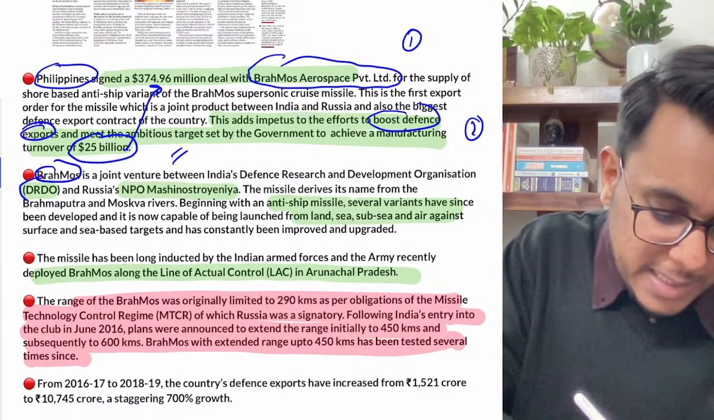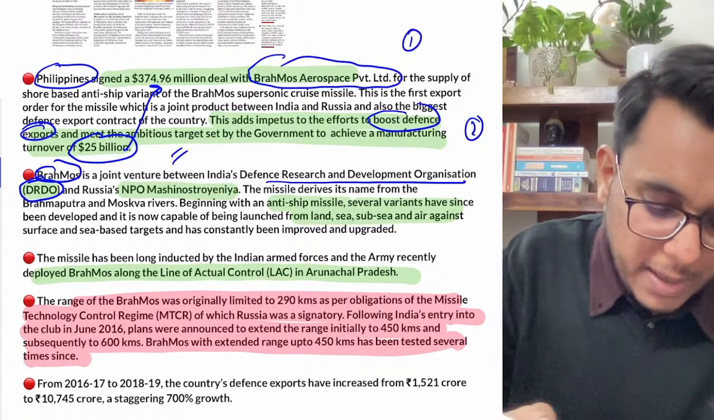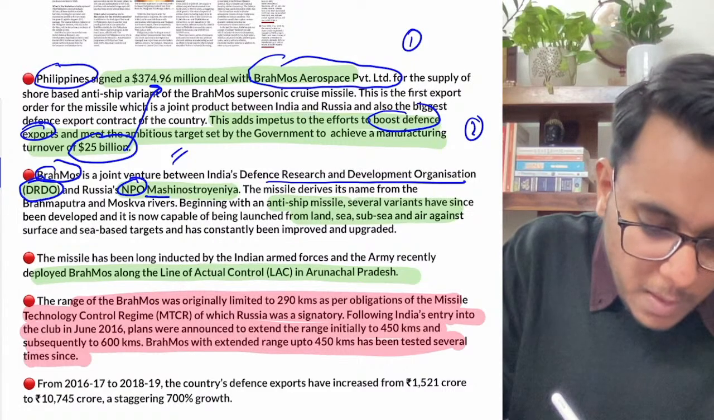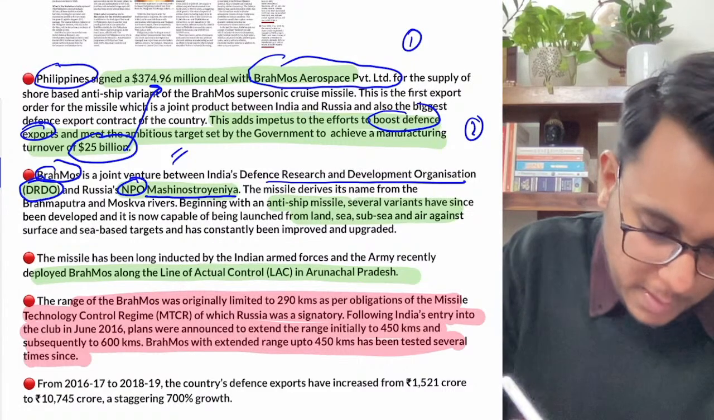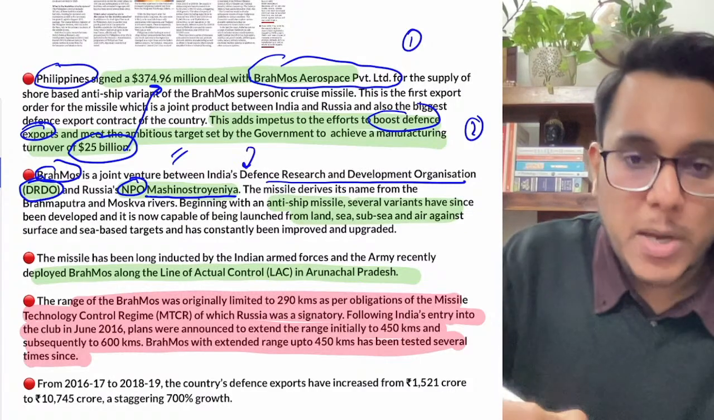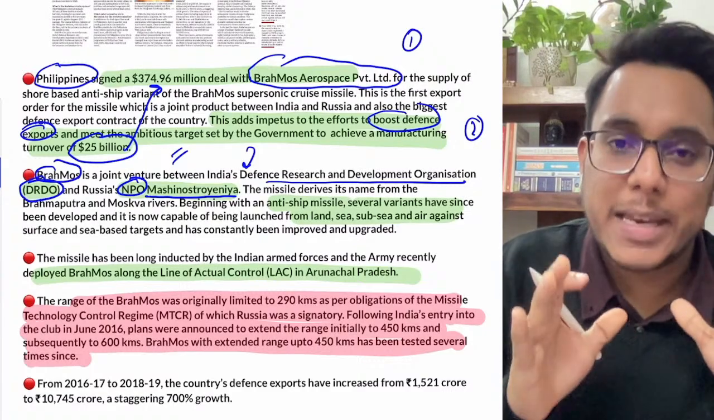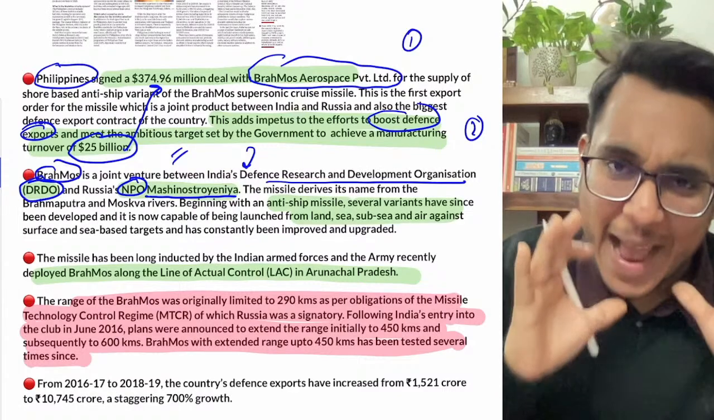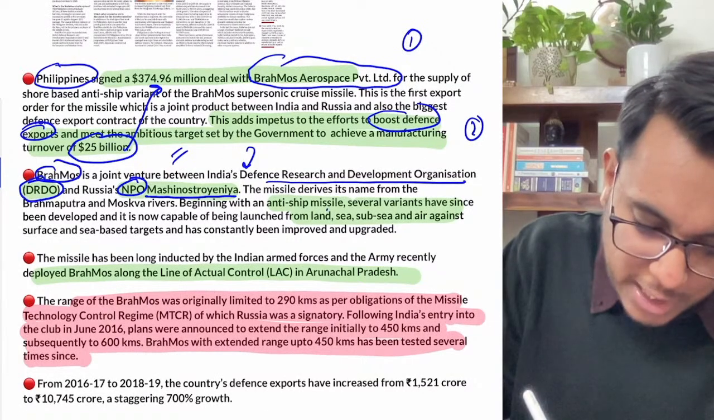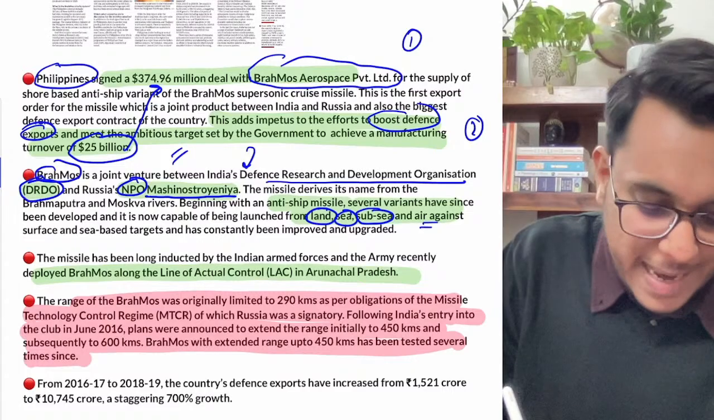From the Indian side, there is the DRDO, that is the Defense Research and Development Organization. From the side of Russia, there is the NPO Mashinostroyenia. Okay, so NPO Mashinostroyenia and the DRDO have jointly developed this BrahMos missile. Now, when we talk about the BrahMos missile, many variants have been developed. There is the variant which can be launched from land, then it can be launched from sea, subsea, air, etc.